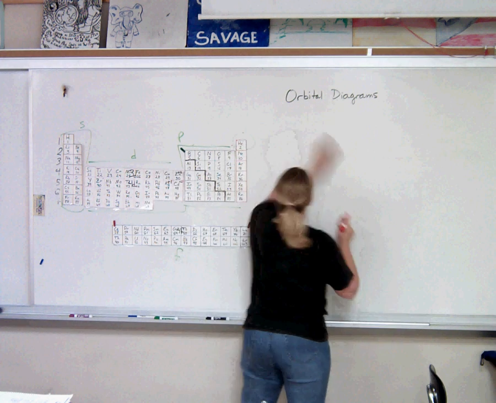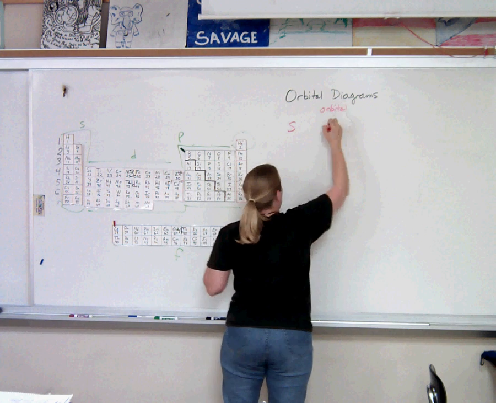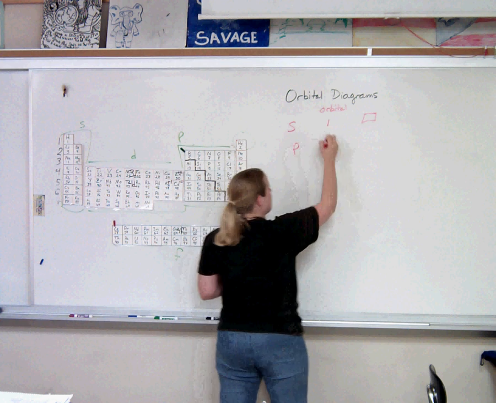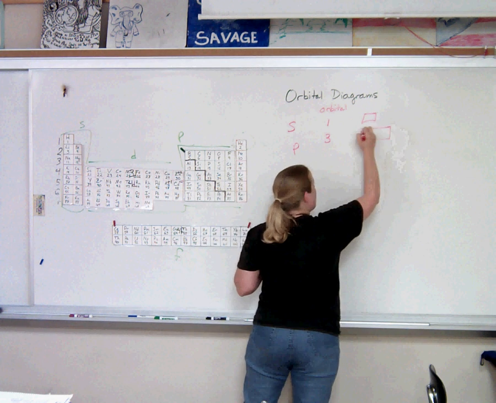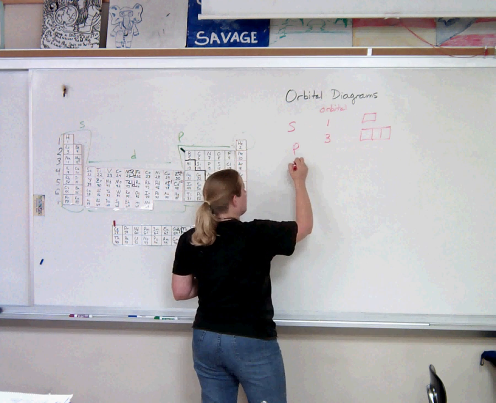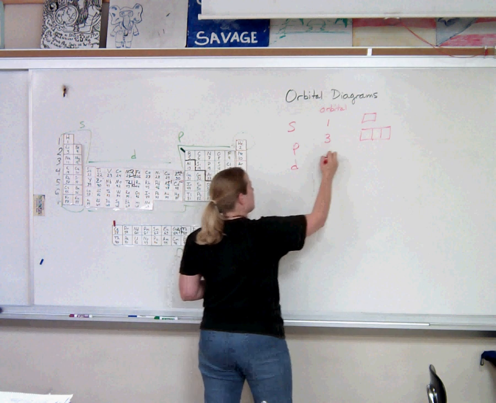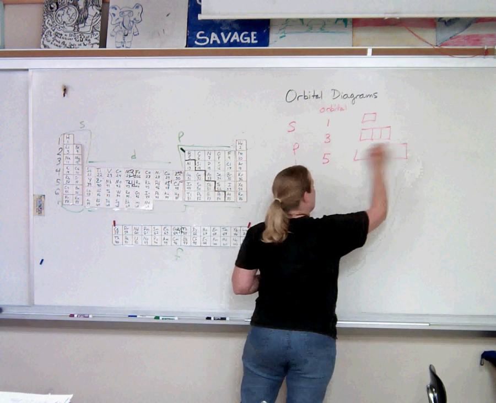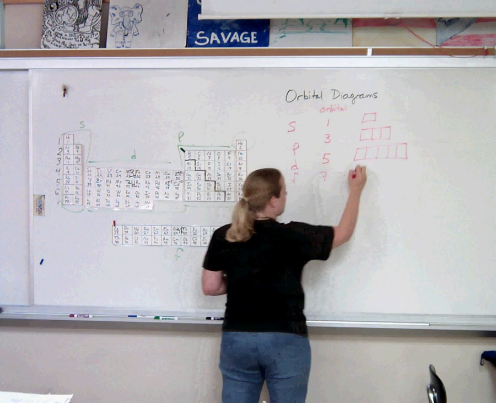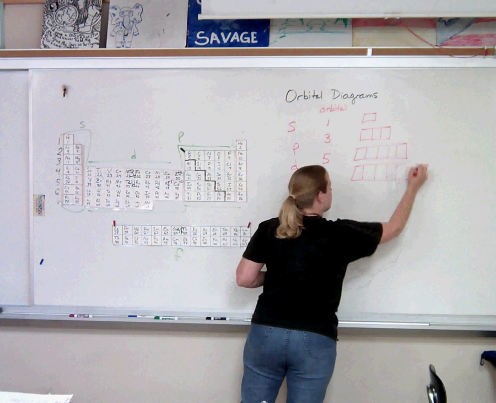S has one orbital, so therefore we're going to draw one box. P has three orbitals, so we're going to draw three boxes, all connected to represent one P subshell, not one P, because there's no such thing as one P. D is five boxes, all connected. And F is 7 boxes: 1, 2, 3, 4, 5, 6, all connected.